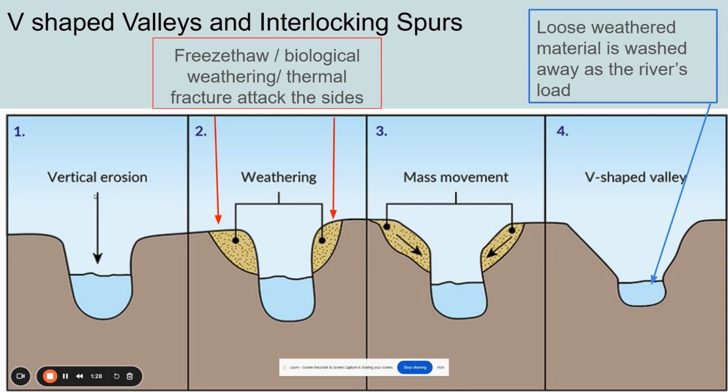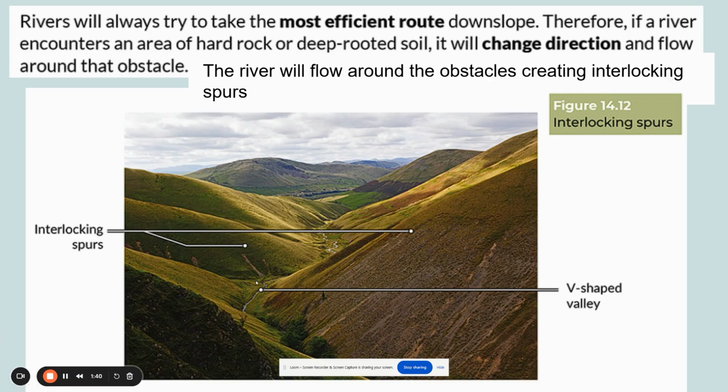And we can actually see this in some of the pictures you sent, right? Absolutely. If you look at slide 1 and slide 12, you can see those classic V-shaped valleys with their steep sides. And notice how the river isn't always flowing in a straight line. It seems to be dodging obstacles. Those are the interlocking spurs, right? You got it. It looks like the river's playing a game of avoid the hard rock. When the river encounters harder rock or even deep-rooted soil, it's forced to change direction, creating those interlocking spurs. It's a constant battle between the river's power and the landscape.